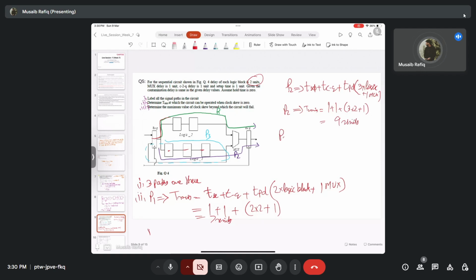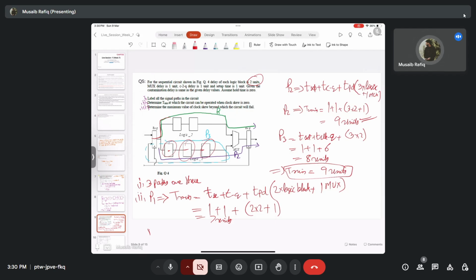And for P3 it will be T setup plus T clock to Q plus 3 into 2, basically of these three. So it will be 1 plus 1 plus 6. So it will be 8 units. So that implies T min should be equal to 9 units, because we have to consider the worst, which is this one, P2.